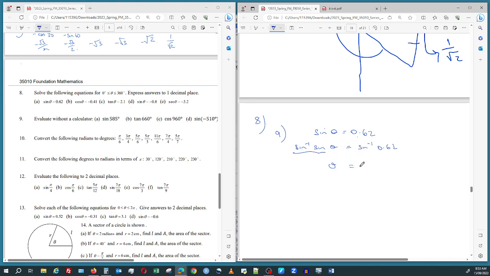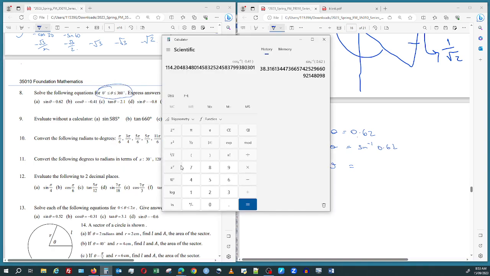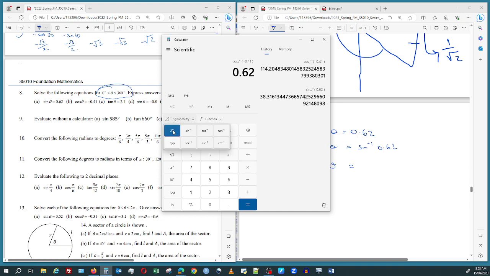So theta will equal. Now to do that, it's specified in the question that it's degrees, so we're not worried about changing anything. We just take those values verbatim. And so 0.62. Trigonometry, second function, shift, I think it is in yours. And sine, so we get approximately 38.3 degrees.